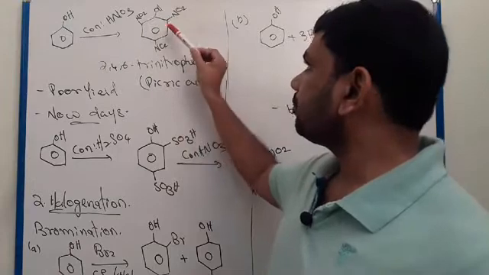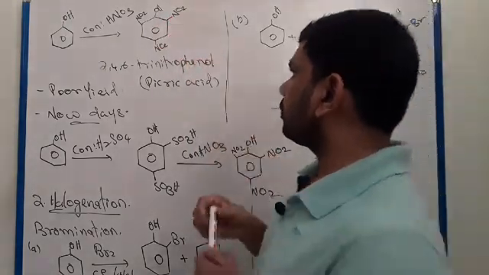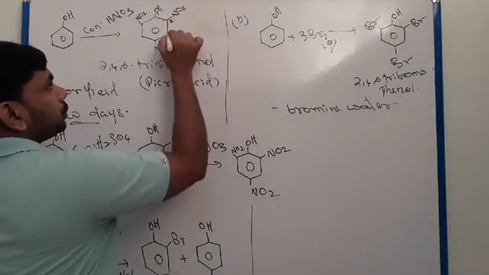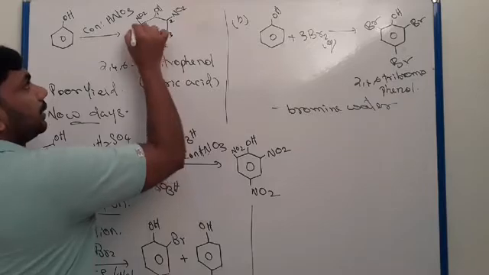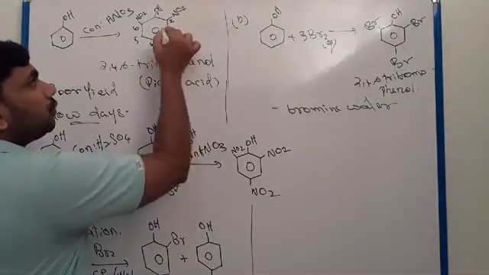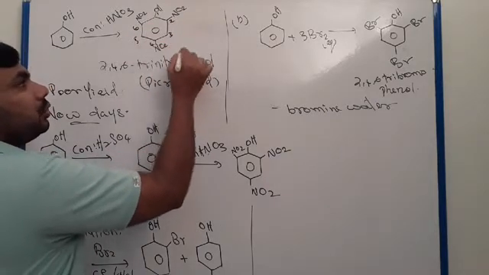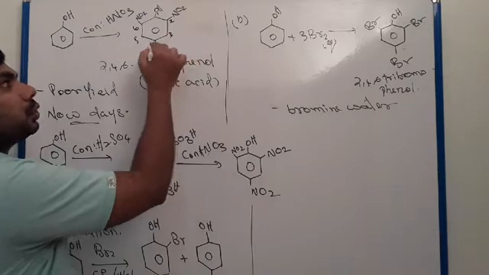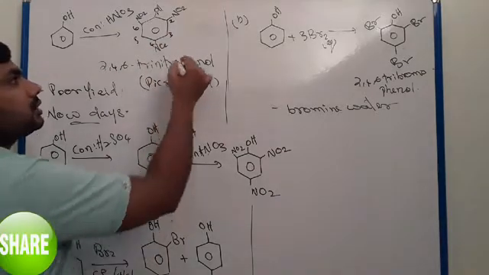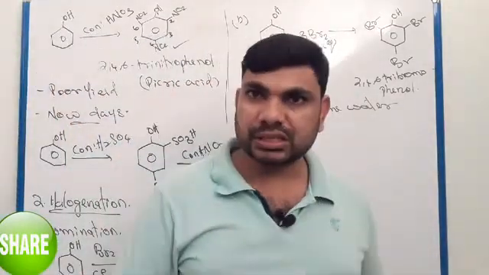2,4,6: here this is the first position, then 2, 3, 4, 5, 6. So you can see the nitro groups at 2, 4, 6. Three NO2 groups, so 2,4,6-trinitrophenol. This is an explosive chemical. Trinitrophenol is an explosive chemical.